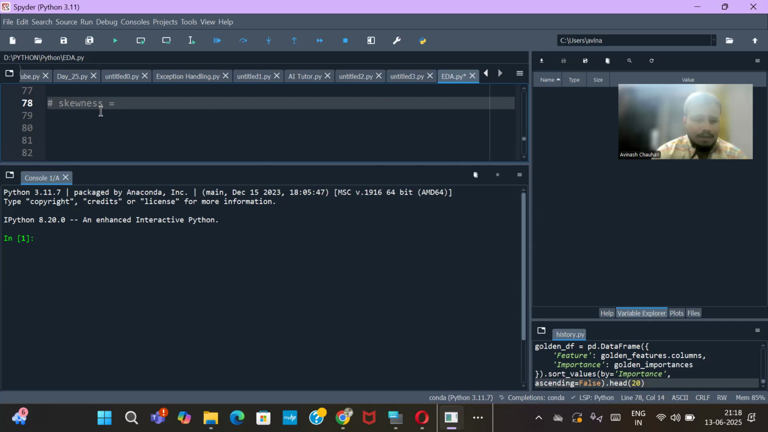Skewness is a measure of symmetry of the data, a measure of symmetry of dispersion. Okay, for example, I will write here what skewness is. Skewness is the measure of symmetry in distribution. Again, what do you mean by symmetry?